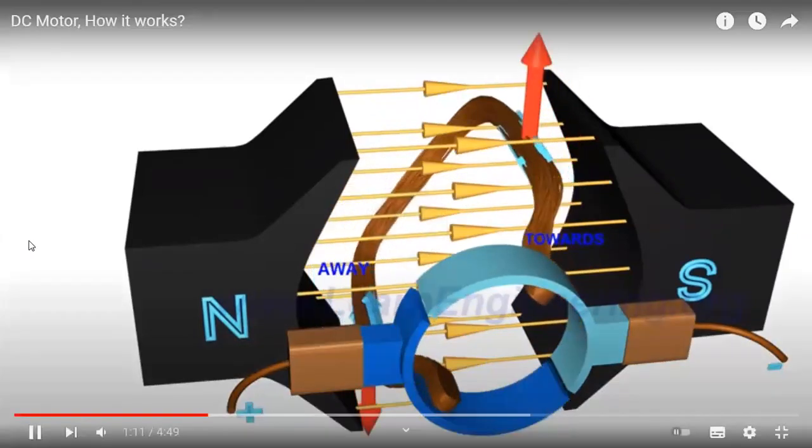So the coil is rotating in the rotor part, and it cuts the magnetic field. The purpose of this coil is to cut the magnetic field, and the coil is connected with the commutator and brushes.